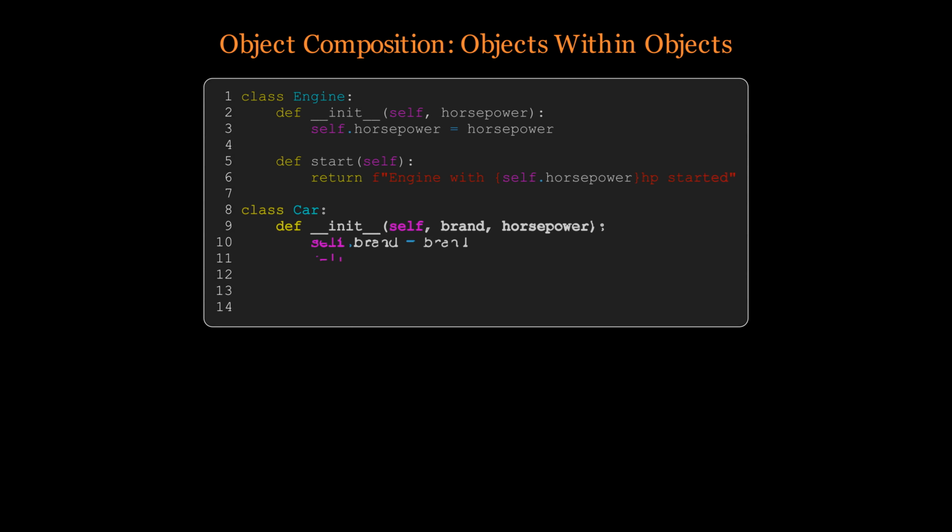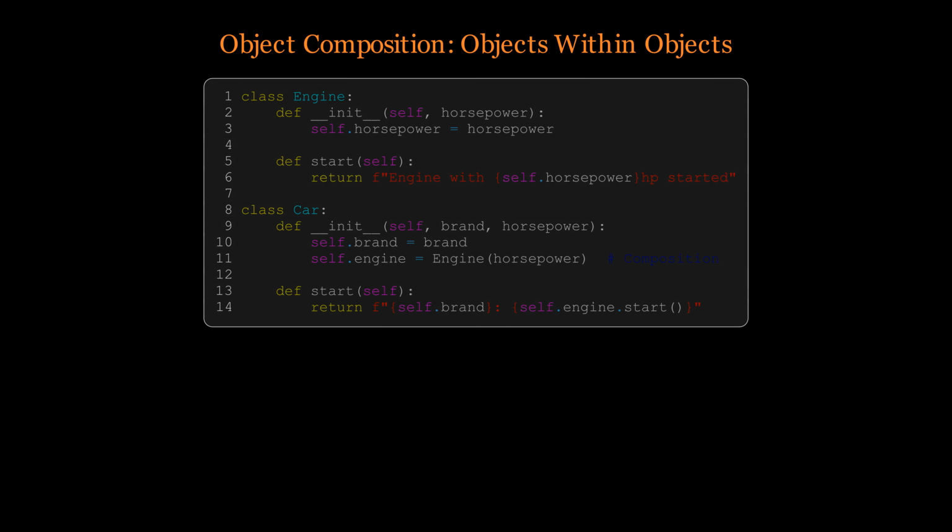We create an Engine class with horsepower and a start method. The Car class has an engine attribute that's an Engine object. This is composition. Car has an engine. The car's start method delegates to the engine's start method. This creates modular, reusable components.